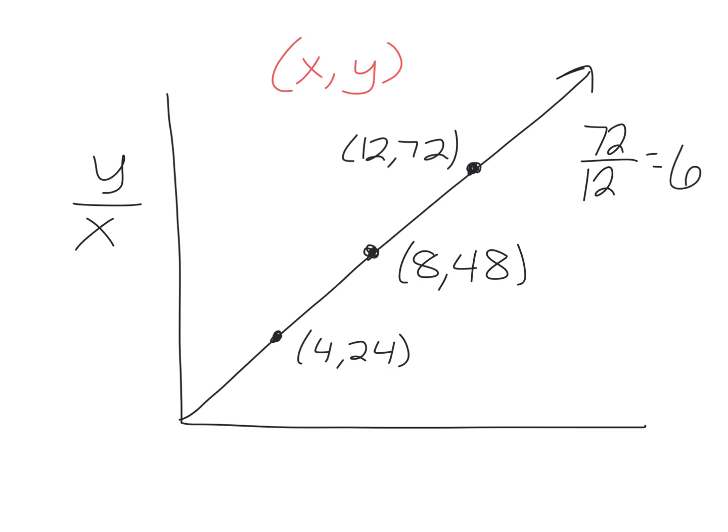Can we just say it's 6? No. What do we have to do? Keep going. What's our second one? 48 divided by 8, which is 6. Can we assume? No. What's our last one? 24 divided by 4, which is 6.